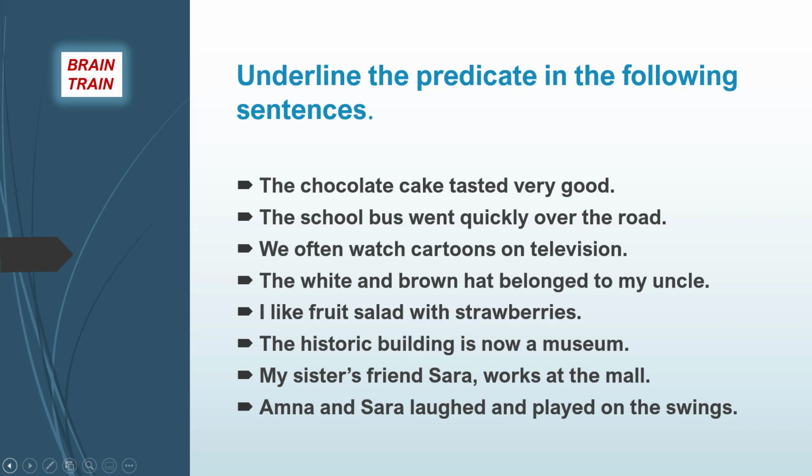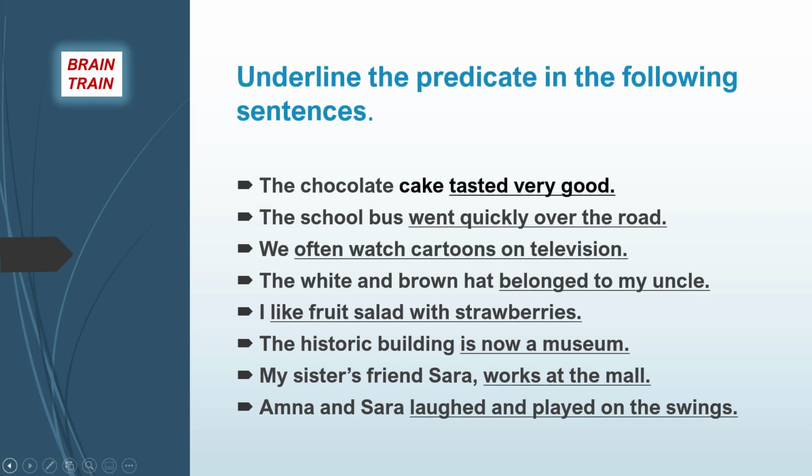Okay, let's see now. We can see the answers here now. The chocolate cake tasted very good. So chocolate cake, that's the subject, and the other part, predicate. The school bus, subject, went quickly over the road, predicate. We only the subject. The whole other part is often watch cartoons on television. That's the predicate.